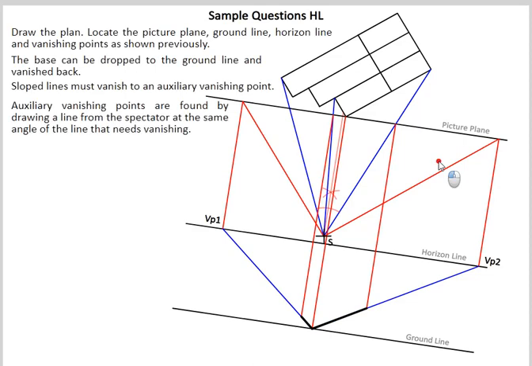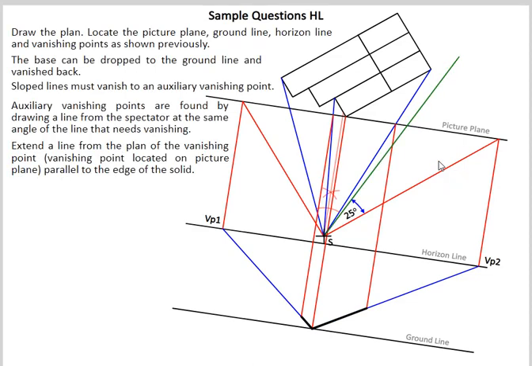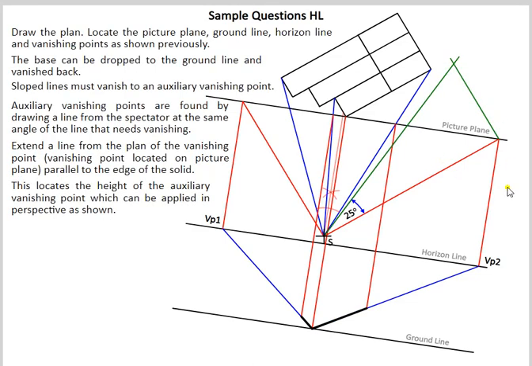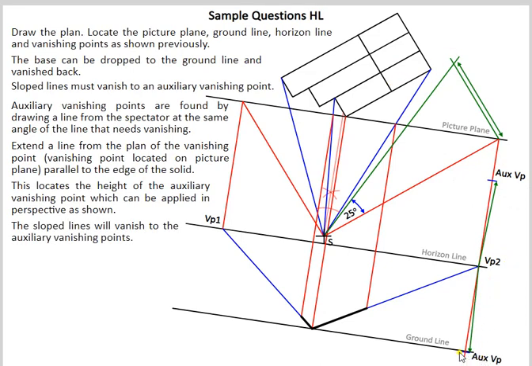Next thing then is our auxiliary vanishing point. So in this case it's 25 degrees. And what it is, 25 degrees sloping parallel to VP2 in this case. So that means our auxiliary vanishing point is going to be above VP2. Also it's sloping down, and we take it sloping down the same angle, 25 degrees. So we mark the same distance below the vanishing point.